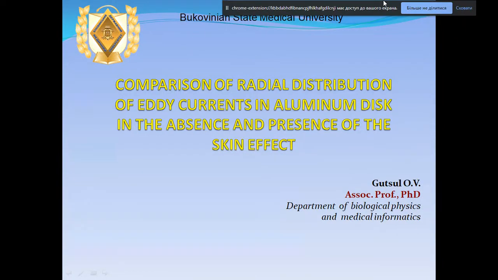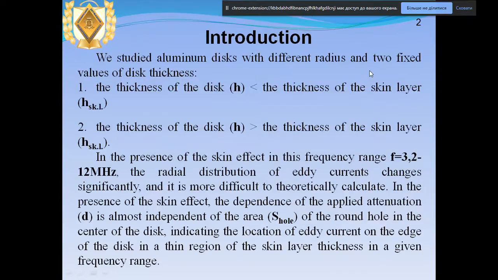Comparison of radial distribution of eddy currents in aluminum disc in absence and presence of the skin effect. We studied aluminum discs with different radius and two fixed values of disc thickness. In the first case, the thickness of the disc is less than the thickness of the skin layer, and in the second case, the thickness of the disc is greater than the thickness of the skin layer.